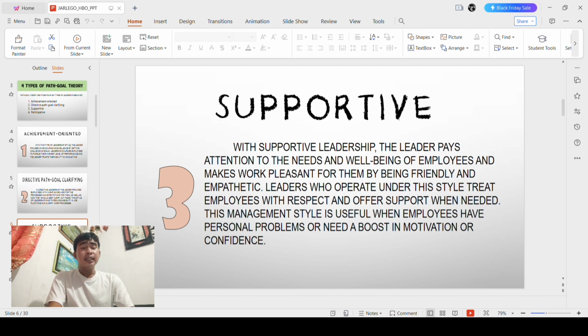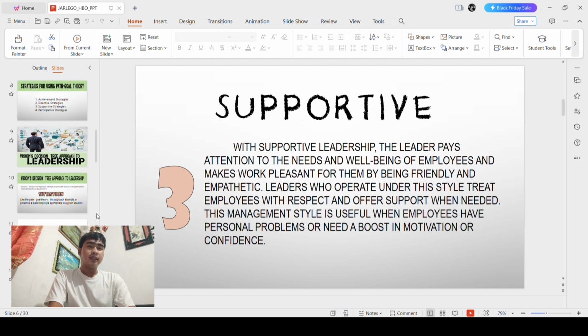So, in essence, the path goal theory suggests that effective leadership involves adapting to the needs and characteristics of followers, whether through providing guidance, support, participation, or fostering an achievement-oriented environment.